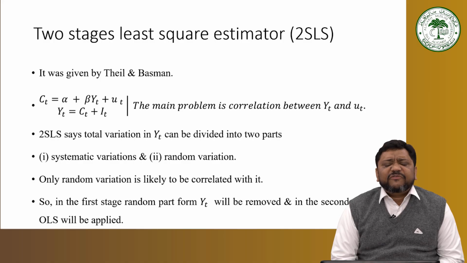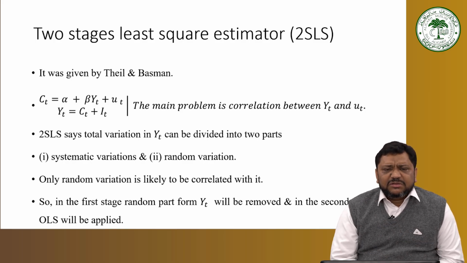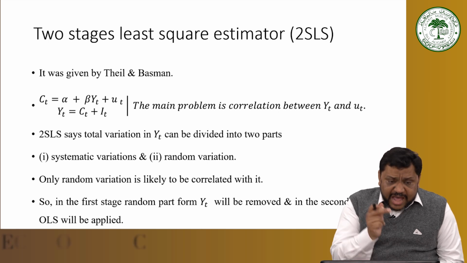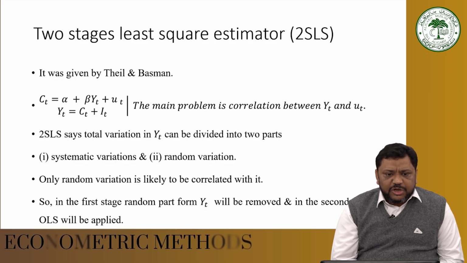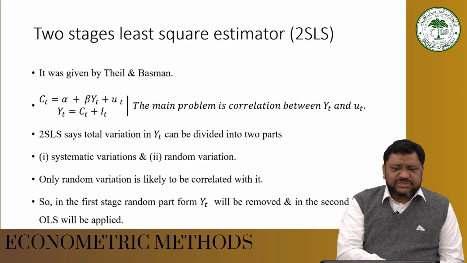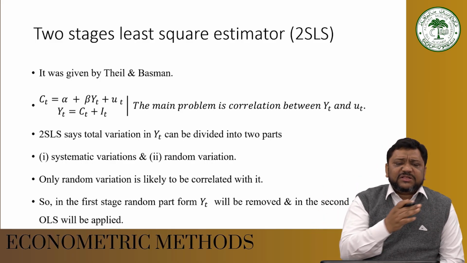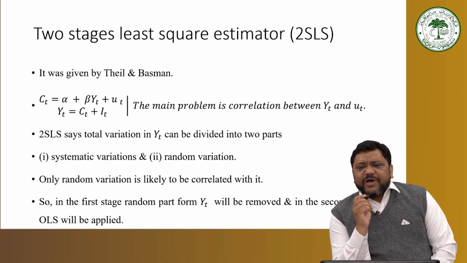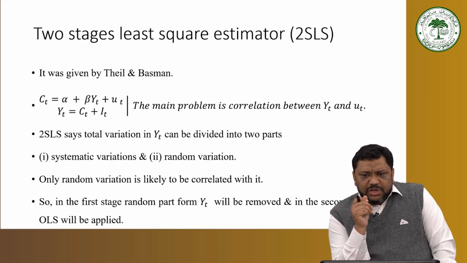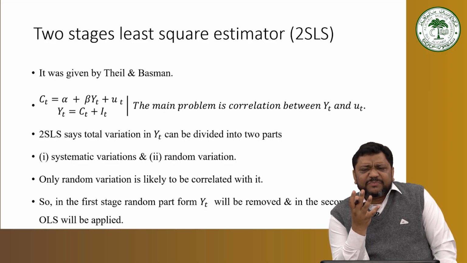It says that the total variation in YT can be divided into two parts, the systematic and the random part. And only the random part is likely to be correlated with U. So we call this two-stage least square. In the first stage the random part of YT is removed, and in the second stage we apply OLS. So basically the whole YT is not correlated with U, so we should clean YT or remove the random part from it, like a systematic variable cannot be correlated with a random term.